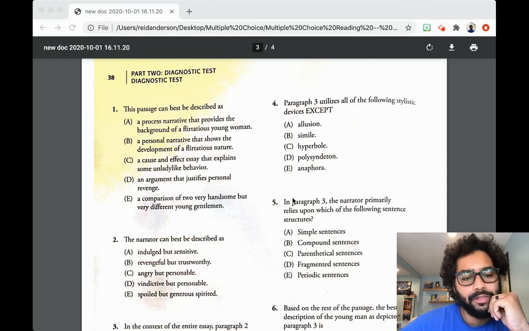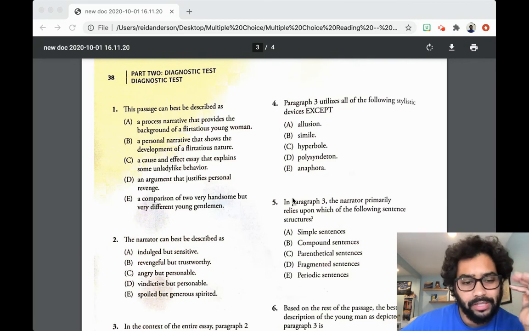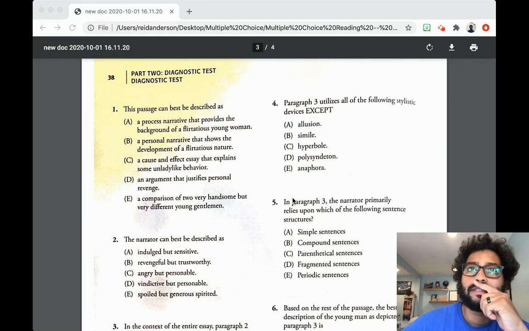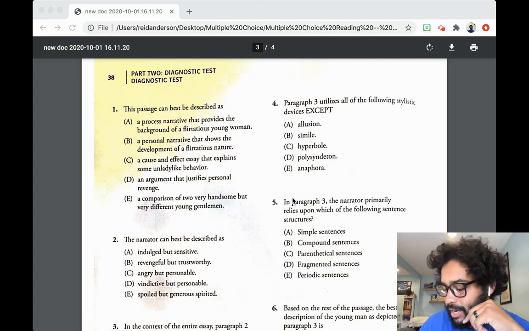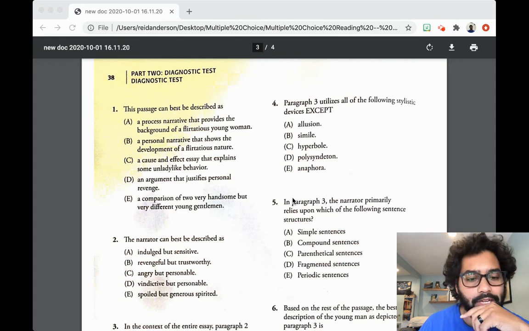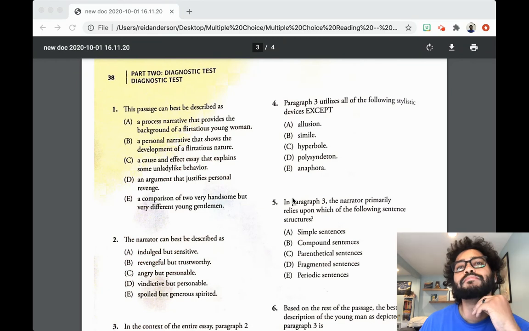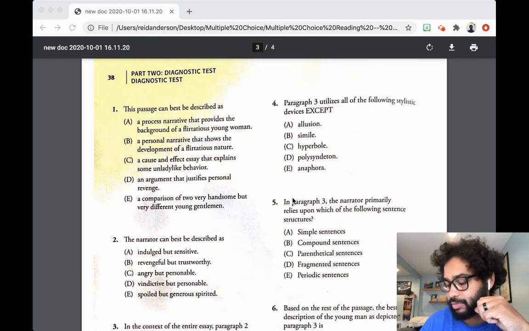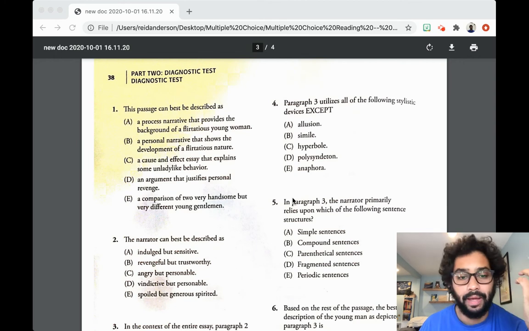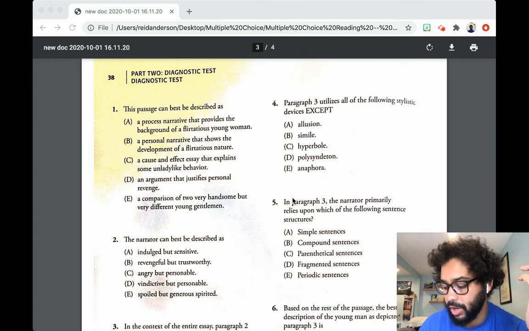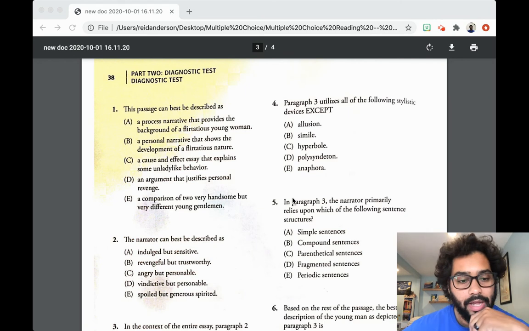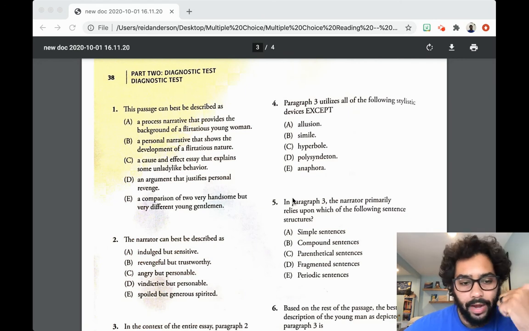So with all of these, there's not one that jumps out where both parts are obviously correct. And so we're going to have to look for the best fit. Indulged but sensitive. I wouldn't say she's necessarily sensitive. So I'm going to cross off A there. Revengeful but trustworthy. She actually proves herself to be not trustworthy. She's just giving us a warning. She talked about how she purposefully corroded other people's hearts, and she kind of asked for forgiveness. So I don't think trustworthy fits, and we're going to put that out.